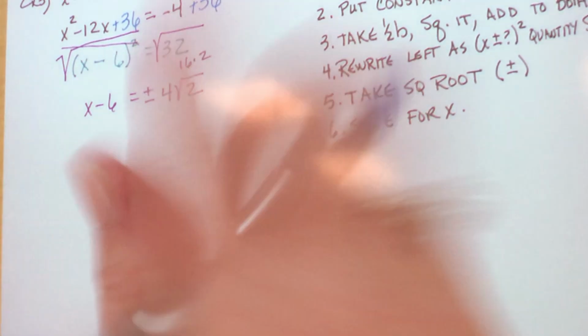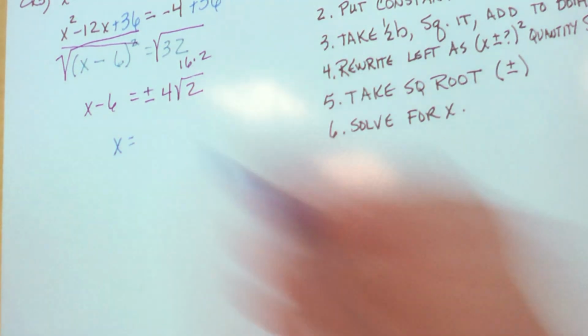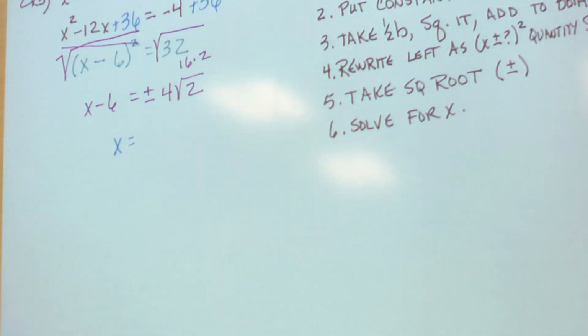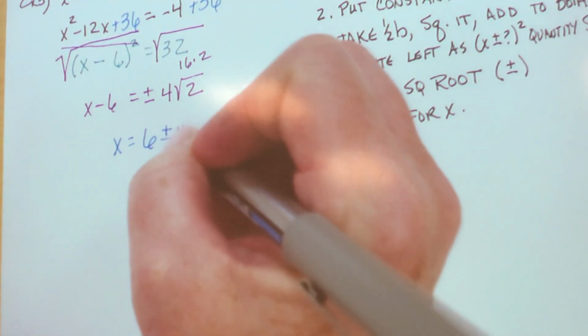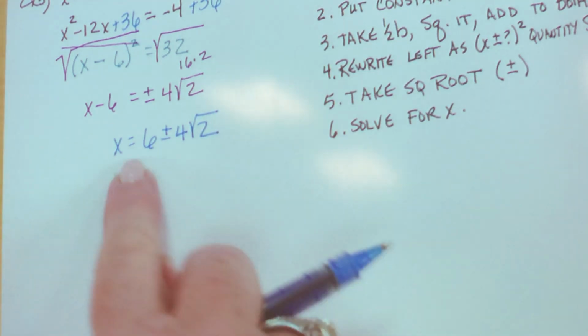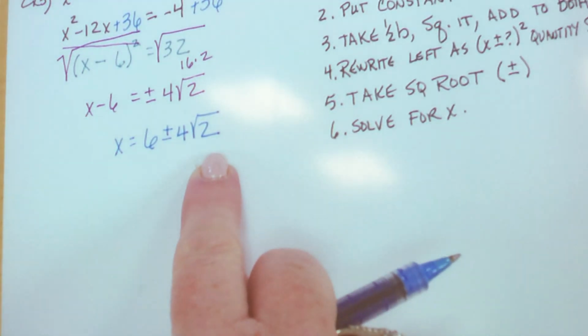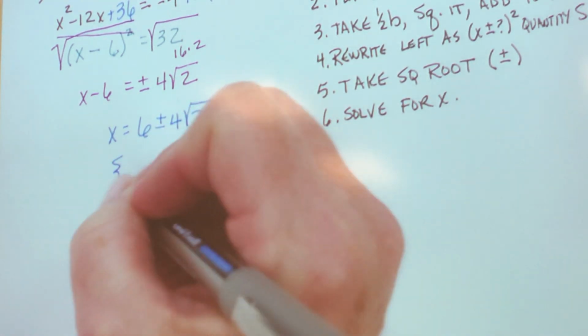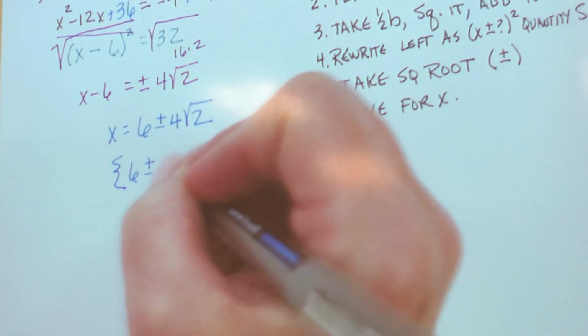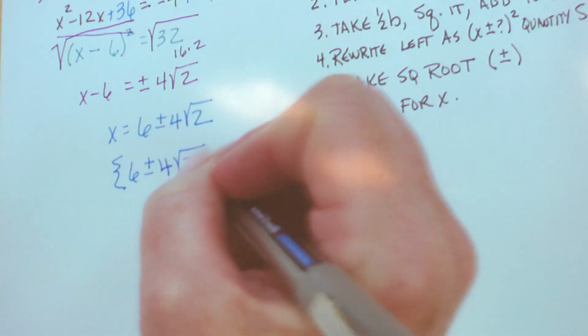Subtract. I add the 6. My brain just goes, hey man, just take it to the other side and change the sign. Where does he go? Always in the front. So 6 plus or minus 4 square root of 2. Now, can I collect this? No. Y'all, this is my answer. Okay? This is my solution. 6 plus or minus 4 square root of 2.